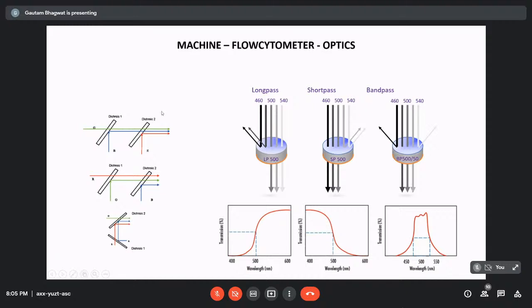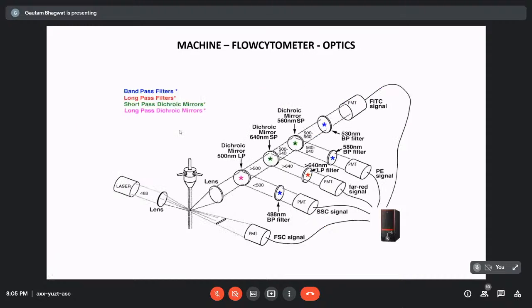Similarly, there are dichroic mirrors, which are usually placed at a 45 degree angle, and these have the same concept. They can be long pass, short pass or band pass, but what they do is reflect the light and allow the remaining light to go through. So this is again the model which I had first shown you.